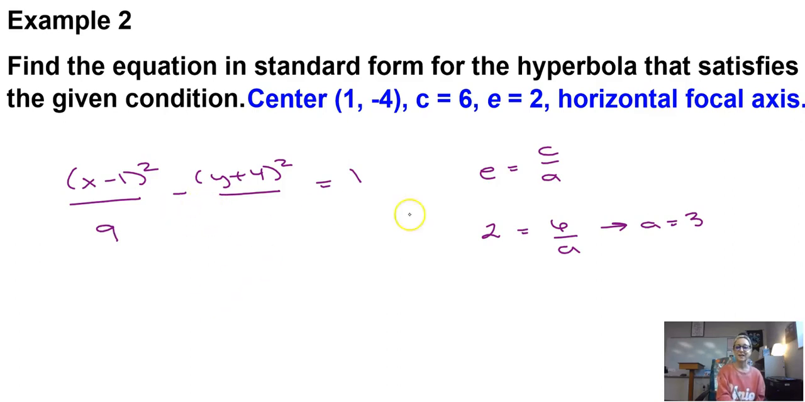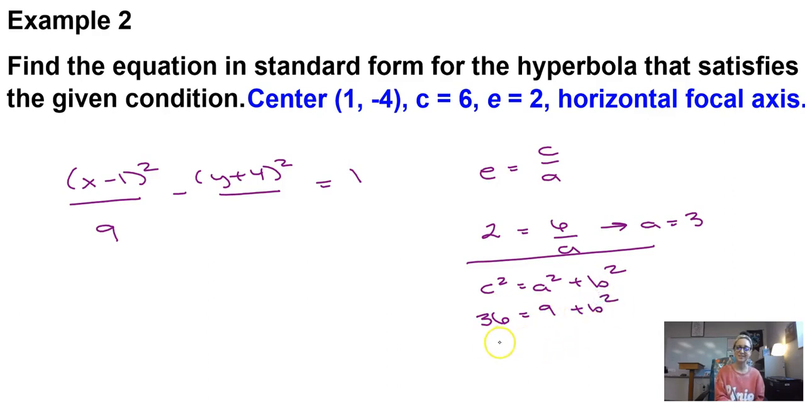All right, now for b, let's go back and use our Pythagorean relation of c squared equals a squared plus b squared. c was given to be 6, so c squared is 36, a squared is 9. I'm looking for b squared, and 36 minus 9 is 27. So I'm going to put my 27 here. And that's the equation for example 2.